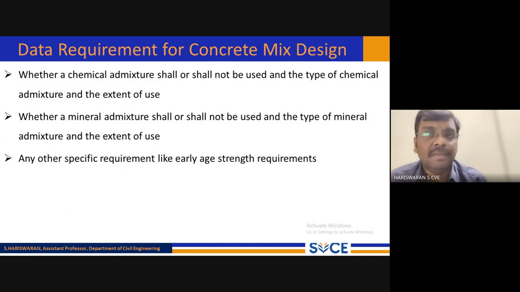So people started to use fly ash. Nowadays a concrete block is also made with fly ash bricks instead of clay brick. So we are utilizing waste products, and that comes under mineral admixtures. Then, if there is any requirement for achieving early strength, that also we have to design in advance.